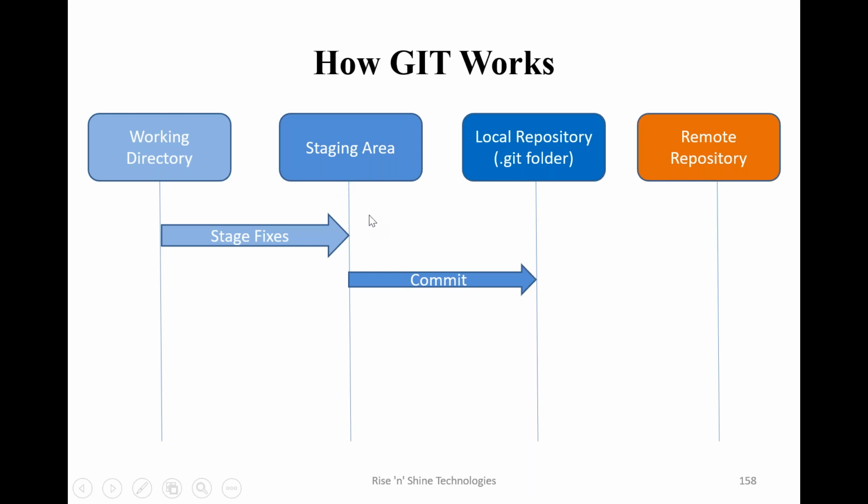And how to stage it is git add. Once that is added, we need to forward the files from the staging area to the local repository. But what command do we have? This is the git commit command. If you run git commit, it takes all the cached files and moves them to the local repository. That means it inserts them into the local database.